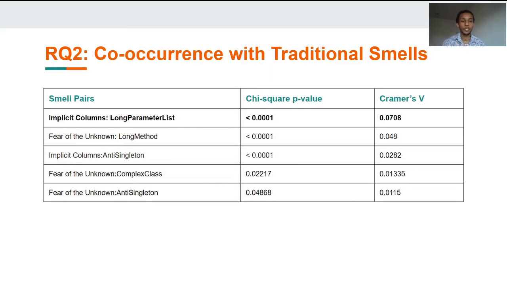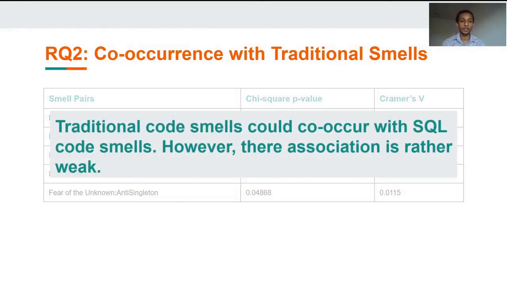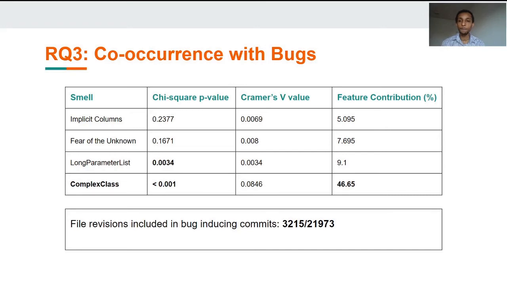So we ran a Cramer's V test of association, which shows in most cases a weak association of less than 0.1%. So we can see that traditional code smells could co-occur in some cases with SQL code smells. However, their association is rather weak.